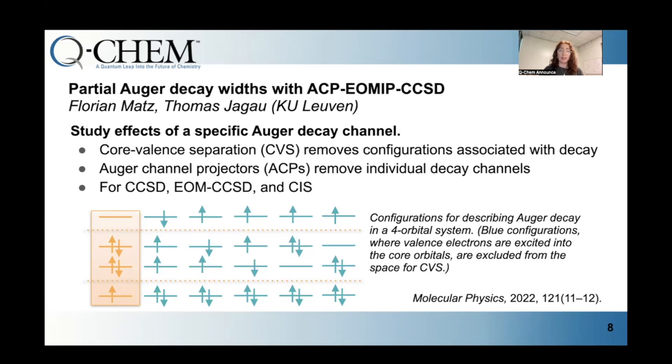And then the problem is basically solved by excluding all of the blue configurations from the space. Auger channel projectors are similar to that, but the configurations that are removed belong to individual decay channels. This is really helpful because it allows us to obtain partial decay widths via complex variable methods besides CCSD. You can look at more information in their paper down here.